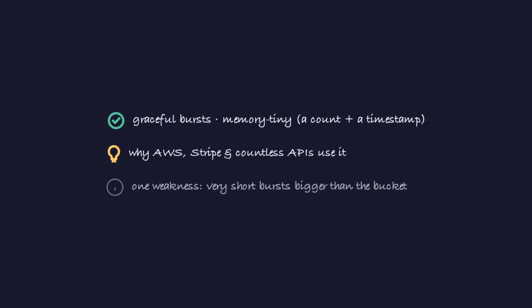Why it wins in practice? It's easy to understand, it handles bursts gracefully, and it's memory efficient. You only store a token count and a last refill timestamp per key. It's why AWS, Stripe, and countless APIs use it. Its one weakness: very short bursts bigger than the bucket itself.